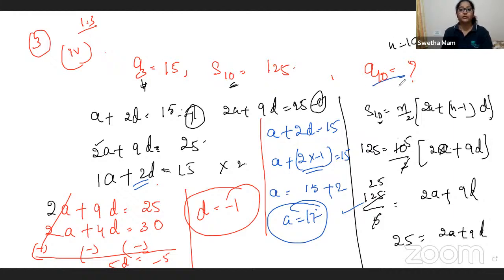Now we have to find out A10, right? So A10 is equal to a plus, I will write directly, n minus 1 is 9, d is minus 1, is equal to 17 minus 9, that is equal to 8. So A10 is equal to 8. Got it, children?